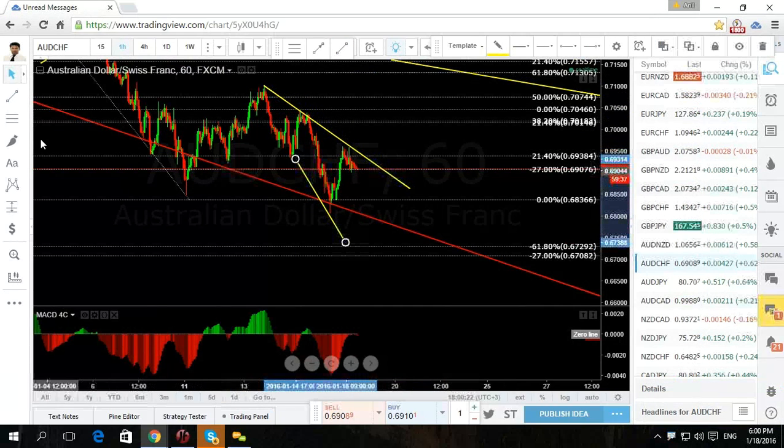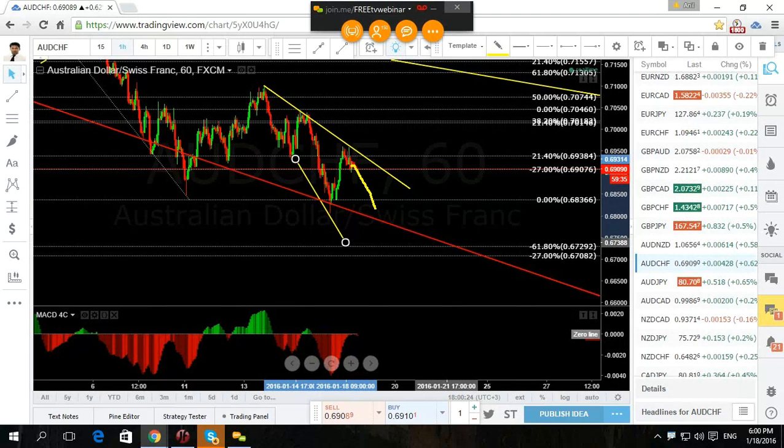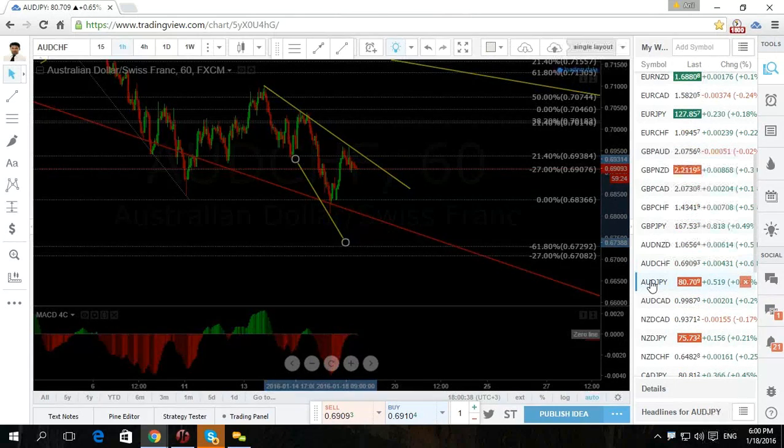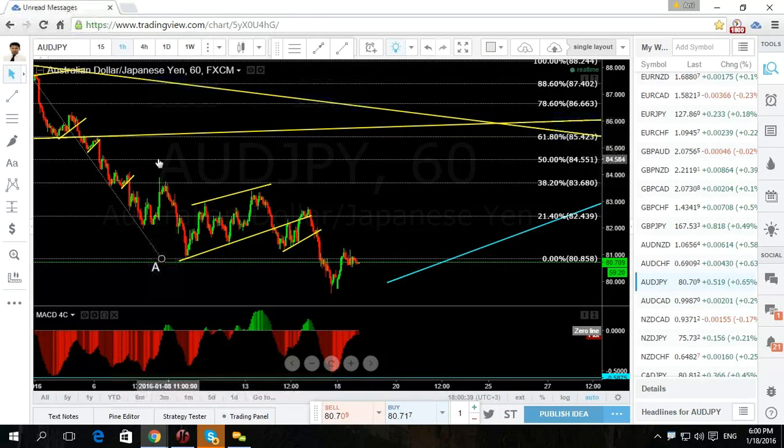You could probably get one more trade here to the downside from this one, but it's going to be short-lived. As soon as they hit this low, they're probably going to go back up, right? It wouldn't go very far, so you have to be careful of that. Aussie yen is the next one. Very interesting pattern, very interesting charts. Put it in the daily.